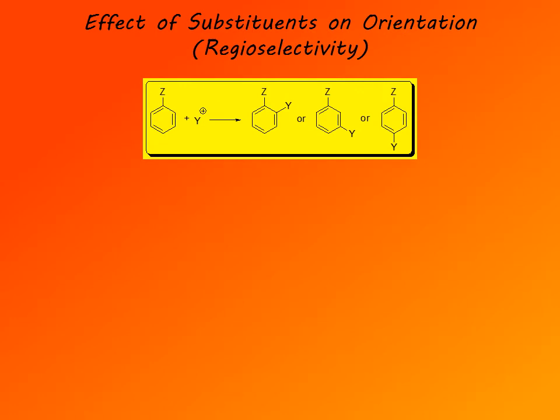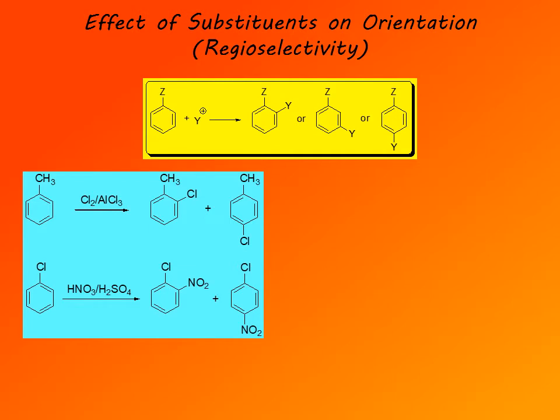Besides the effect on reactivity of the benzene ring, the existing substituent also affects orientation of the incoming electrophile, the incoming substituent. So it affects regioselectivity of electrophilic aromatic substitution. And here in this scheme it is shown that the existing substituent Z affects orientation of the incoming electrophile Y. So Y could be attached in the product relative to substituent Z in ortho, meta, or para position. And here are some actual examples. For example, in chlorination of toluene, the existing methyl group directs the incoming chlorine into ortho or para position. So products are ortho and para chlorotoluenes.